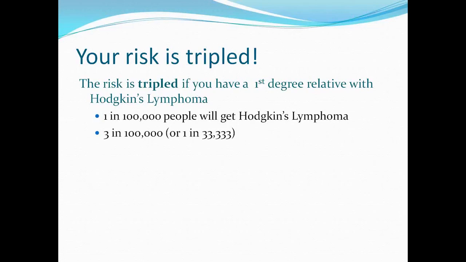When I explained to her that 1 in 100,000 people will actually get Hodgkin's lymphoma in their lifetime, her risk being tripled meant that she was now 3 in 100,000 people, or 1 in 33,000 people, that will develop Hodgkin's lymphoma in their lifetime. Explaining it that way didn't sound so bad. So I want you to be cautious when you interpret big headlines, or when somebody says something's tripled or cut in half or reduced by 50%. The actual number affected may be small.